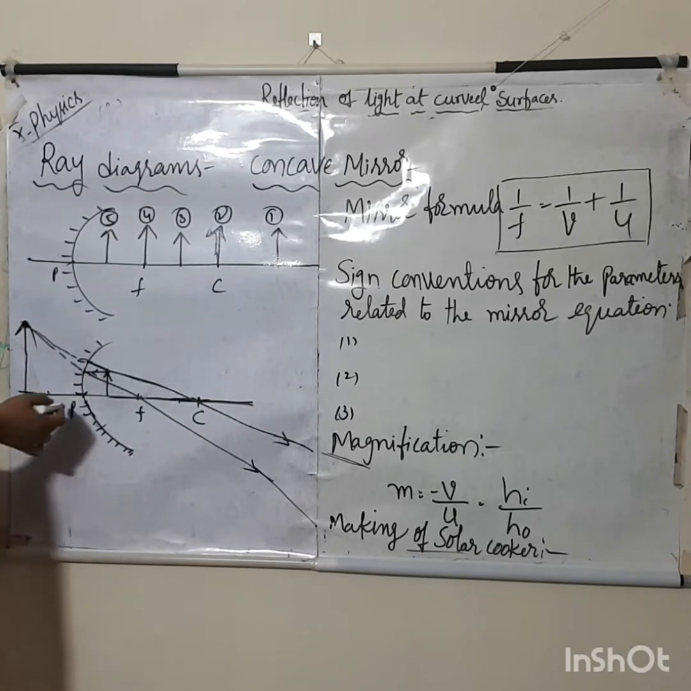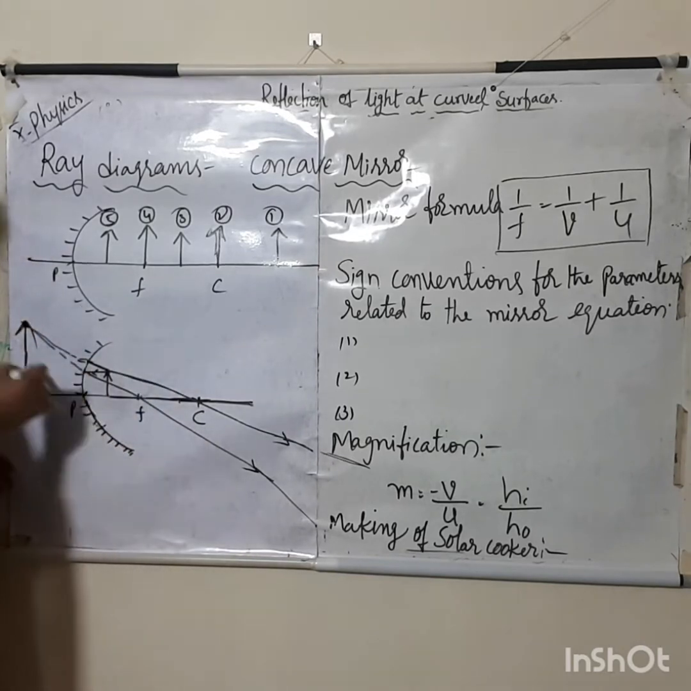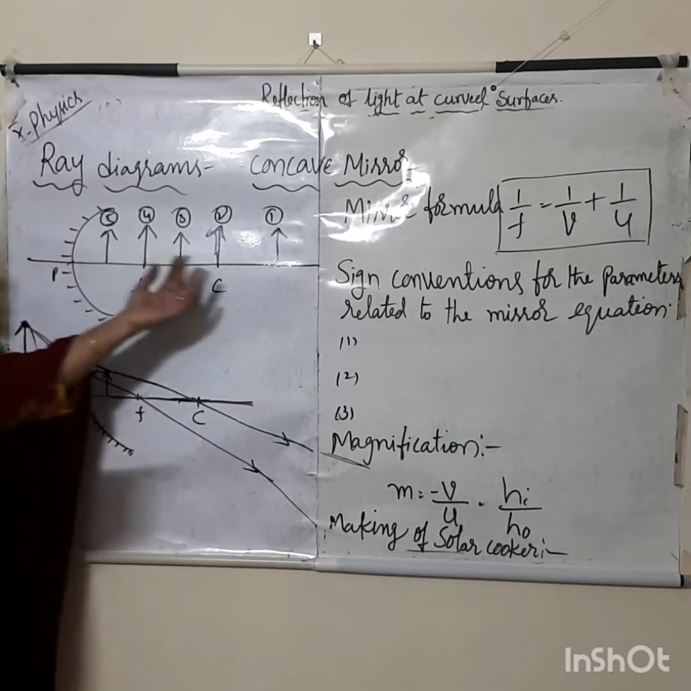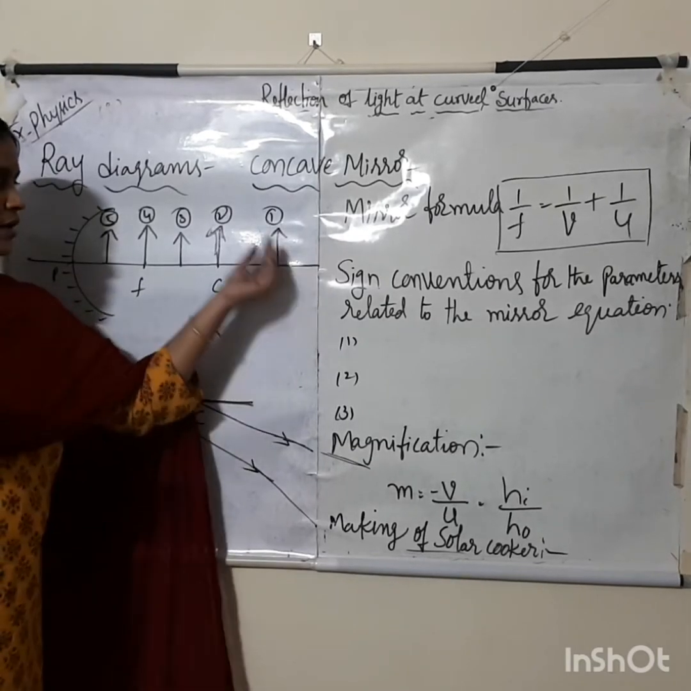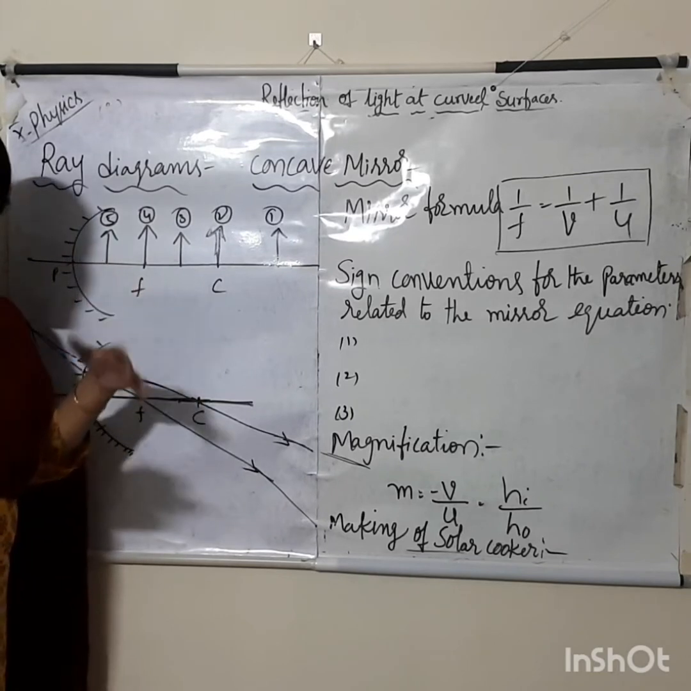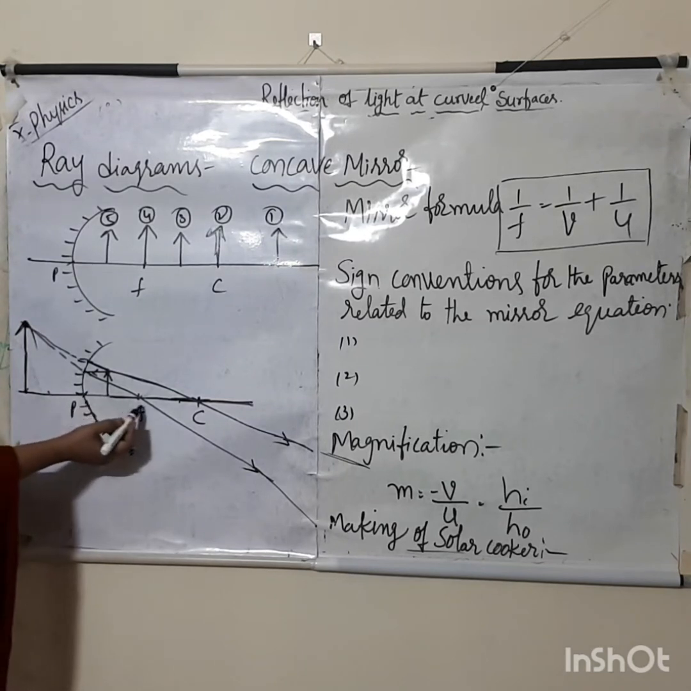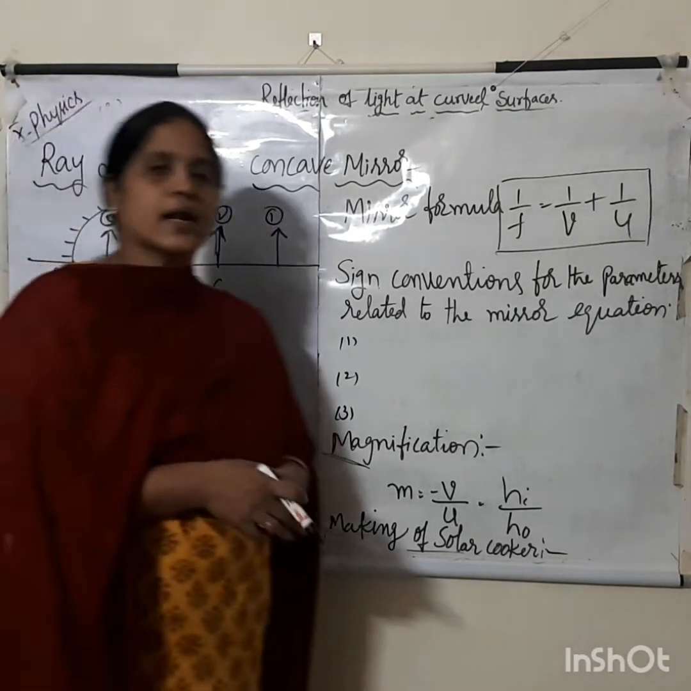In the situation between P and F, you will get a virtual image. Virtual image always forms when the rays are diverging. It is an enlarged image. When you place an object far from the mirror, you get a diminished image. But when the object is placed nearer the mirror, you get an enlarged image. Here, when you place an object in between P and F, you are getting a virtual, enlarged and erect image.